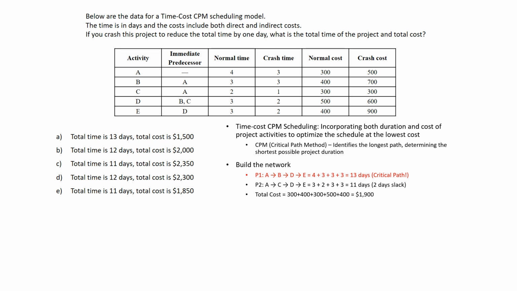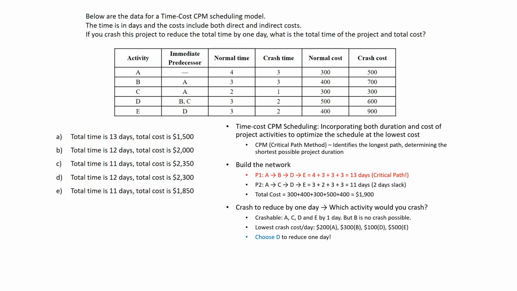First one takes A, B, D, E route. It takes total 4, 3, 3, 3, 13 days. And then path 2 is A, C, D, E, total 11 days. There are 2 days slack. Total cost is the total of normal cost without crash. It is $1,900.